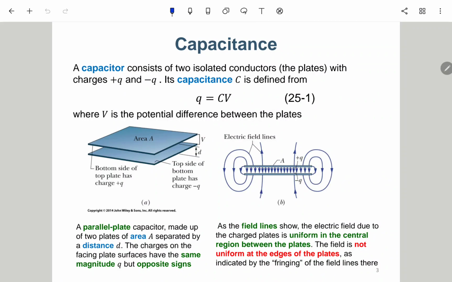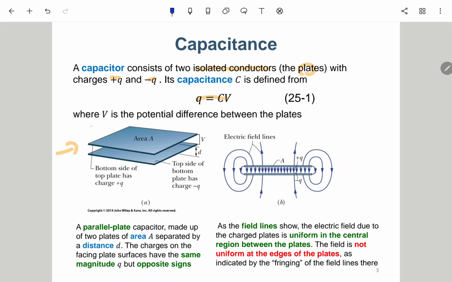Okay, so first, this is the definition of the capacitor. A capacitor consists of two isolated conductors, the plates in this example, with charges plus Q and negative Q. Its capacitance C is defined from Q equals CV. Q equals CV is very important for a capacitor.